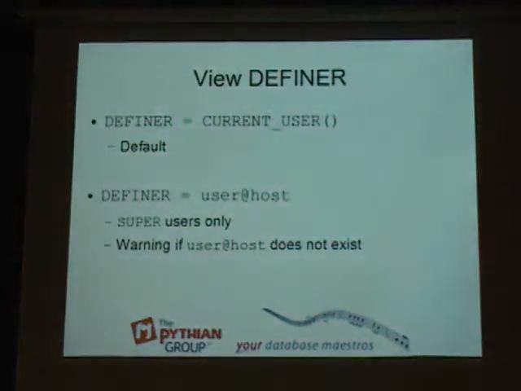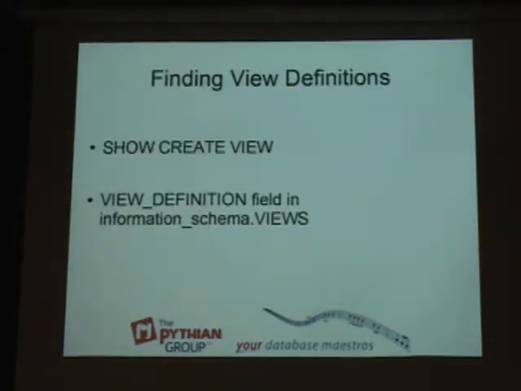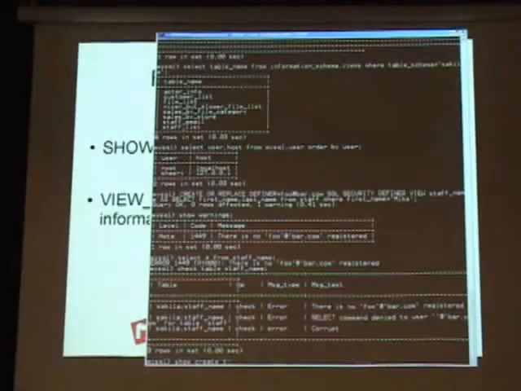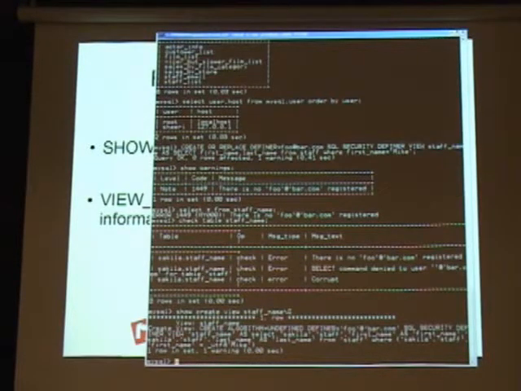So the definer, current user, okay, so finding view definitions, there's show create view, and there's also the view definition field in the information_schema.views. So if I do show create view staff name, now of course this is kind of really annoying because it's not formatted, but here you've got definer equals foo@bar.com, SQL security definer, the view is staff name, and it puts all the quotes in for you. As select sakila.staff, blah, blah, blah, and here it even casts things to UTF-8 for me, how nice.